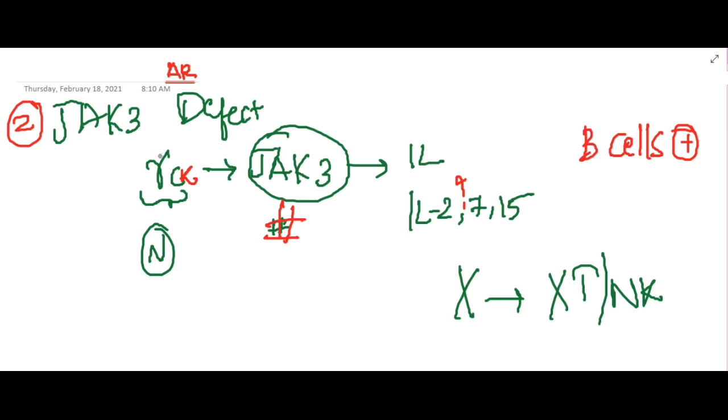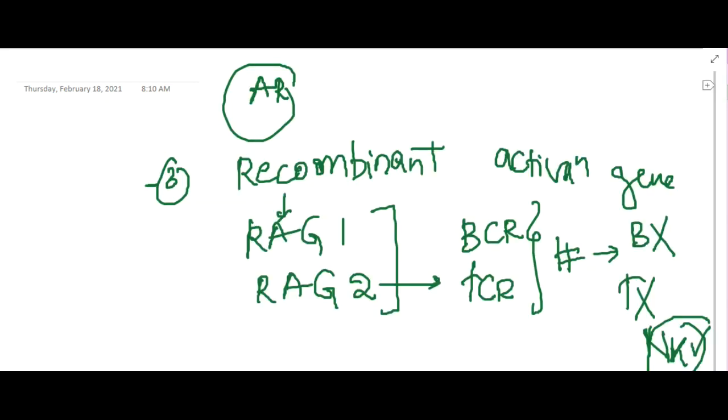Normally, the gamma subunit of cytokines will activate JAK3 receptors, which in turn activates production of interleukin 2, 4, 7, 15, which are responsible for T cells and NK cells production. But now, because of the defect in JAK3, the T cells and NK cells are not produced, but B cells are present. So this is the second defect in autosomal recessive type.